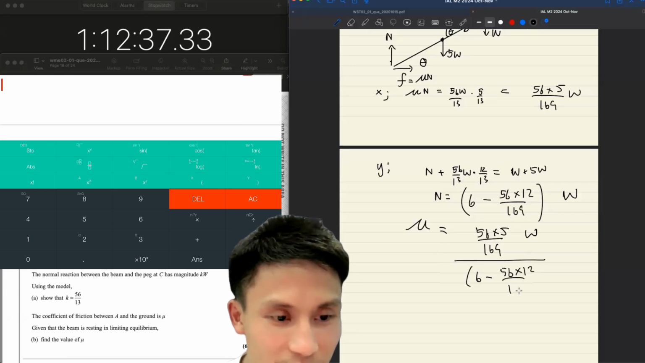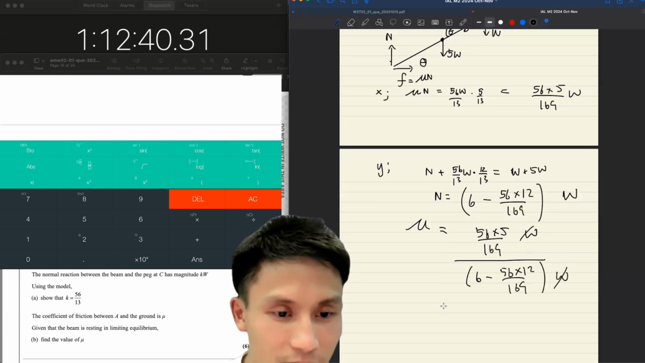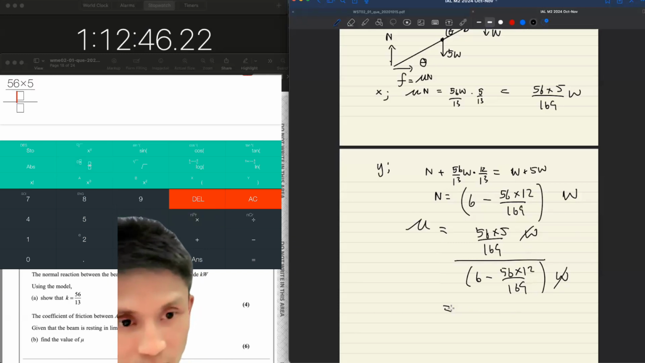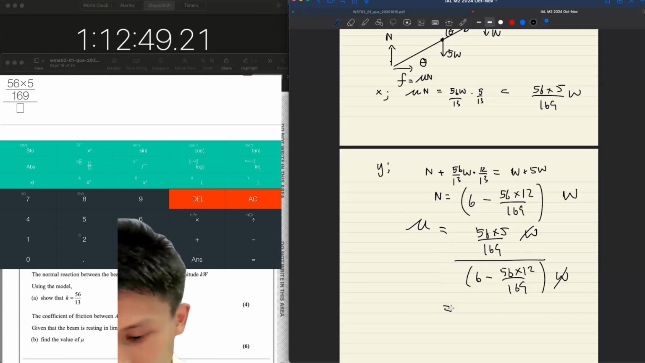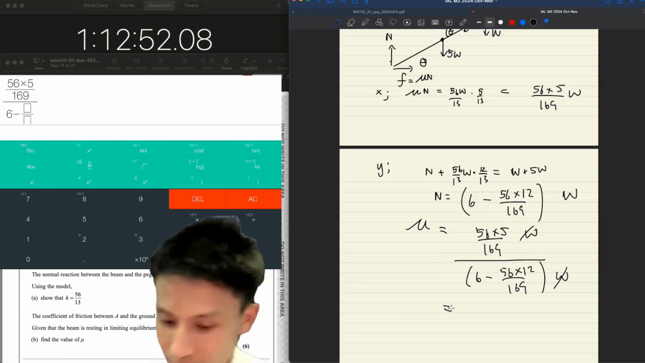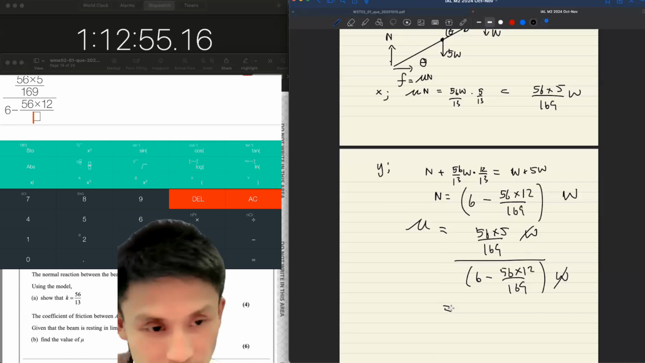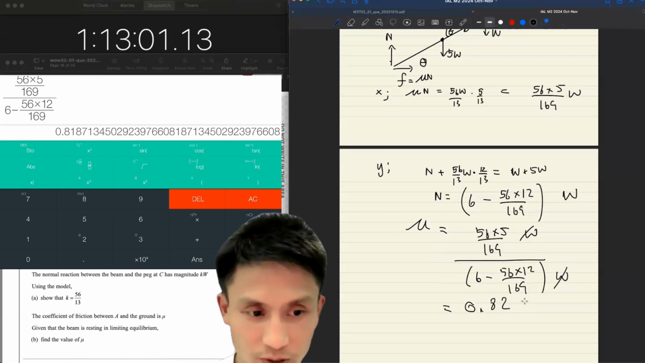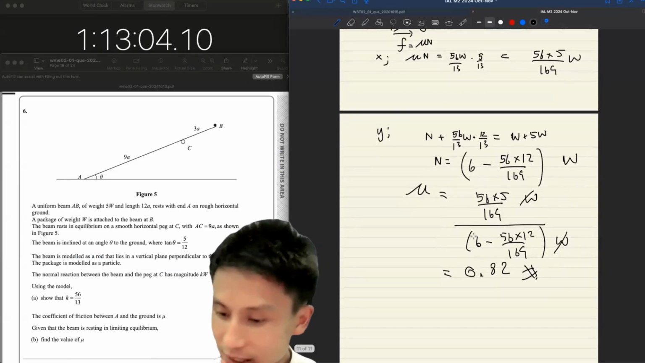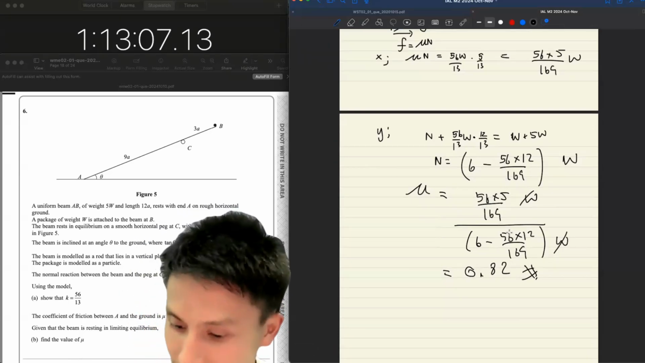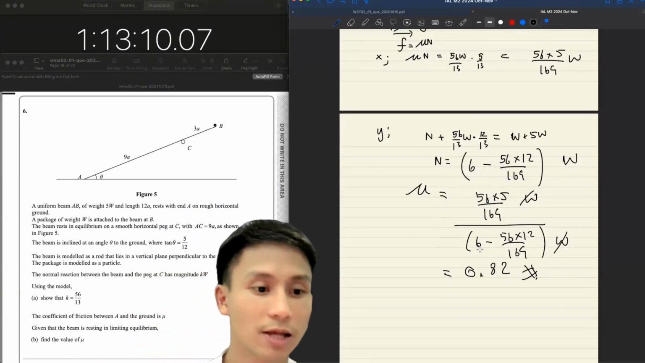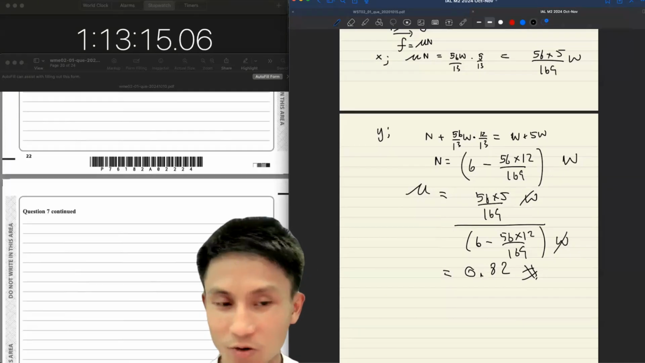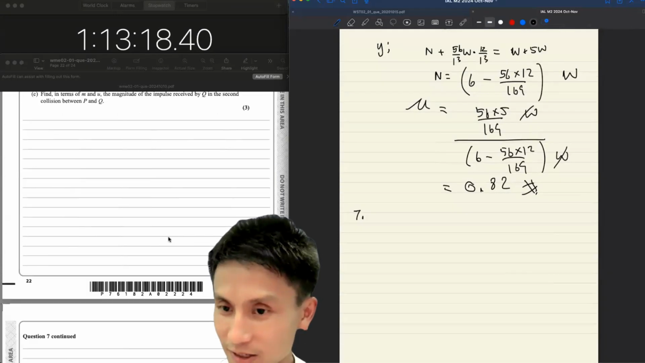So I'm going to have to put this into my calculator now to get, hopefully, an exact value. I don't know, because I don't see any simplification there. So 6 minus fraction 56 times 12 over 169. Okay, 0.82 maybe. Let's check everything if I put everything correctly there. Yeah, I'm happy with that. So we're just going to move on now. Time is ticking. I hope this is the last question. Am I wrong? Am I right?